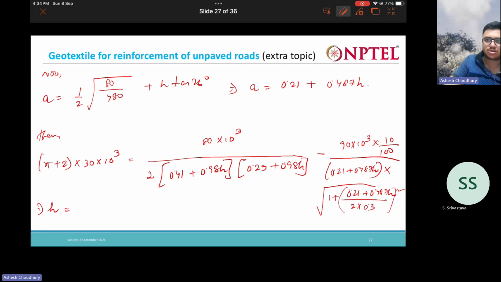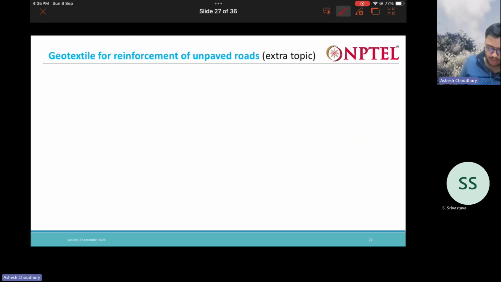Okay, so are you getting h or not? Are you able to get h? So h will come as approximately 0.15 meter. Therefore, what is the reduction of h that you are getting? 0.31 minus 0.15. So you can see around 50% is reduced, right? The depth of aggregates you are able to reduce by the use of geotextile. So that is the benefit of using geotextile.